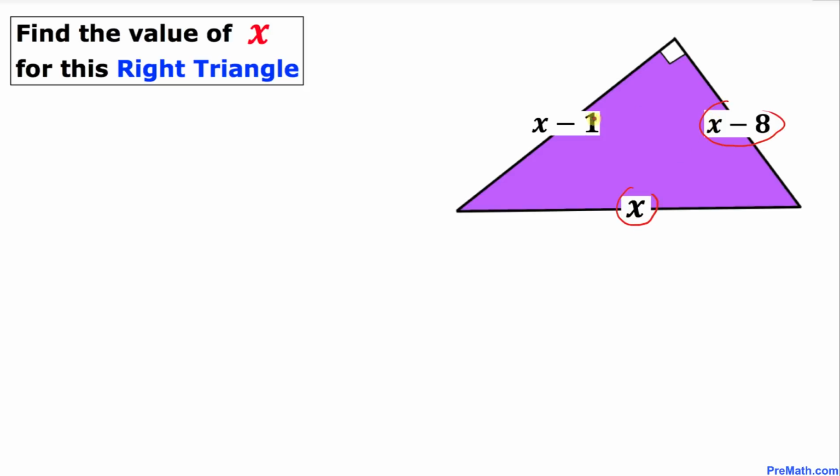In this video tutorial, we have this purple right triangle whose side lengths are x, x minus 8, and x minus 1, as you can see in this figure. Now we are going to calculate the value of x. So let's go ahead and get started with the solution.